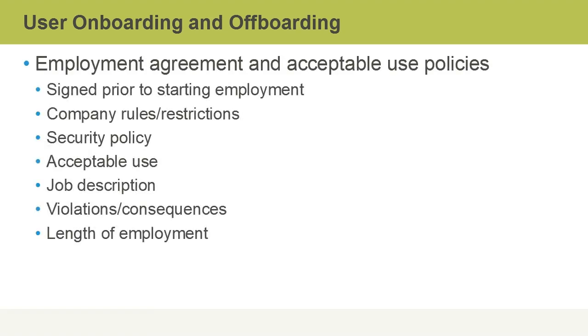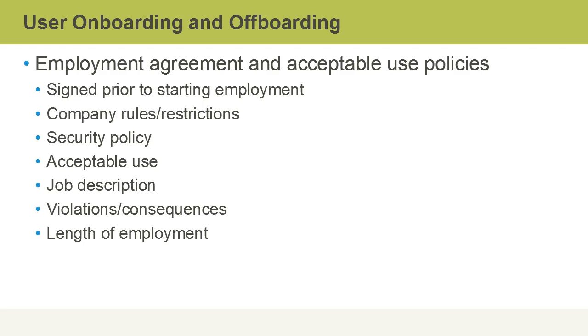With user onboarding, there's often an employment agreement and acceptable use policies that the user must sign off on prior to starting employment. These documents often include company rules and restrictions, and will include various security policies and acceptable use policies, for example, email and VPN acceptable use. It will certainly include a job description of what is expected of the user, and any violation consequences that might be taken into consideration when any rules are broken.